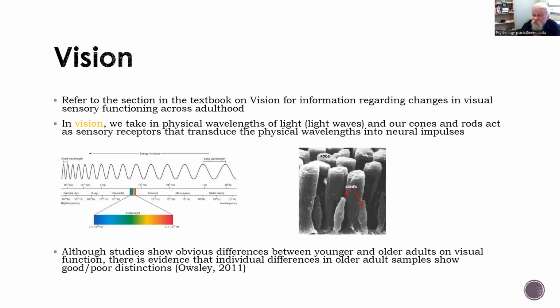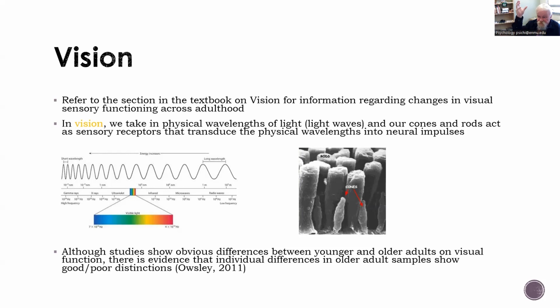In vision, we take in physical wavelengths of light on a very narrow kind of a spectrum called visible light. And you can see that in this chart below this bullet point. We can't see ultraviolet wavelengths. We can't see infrared wavelengths, right? The human system is only attuned to the visible light spectrum right there, okay? And so we take in physical wavelengths of light, and they're called light waves. And we have particular cells on the back of our eye, on the retina, okay, called cones and rods that pick up these physical wavelengths of light.